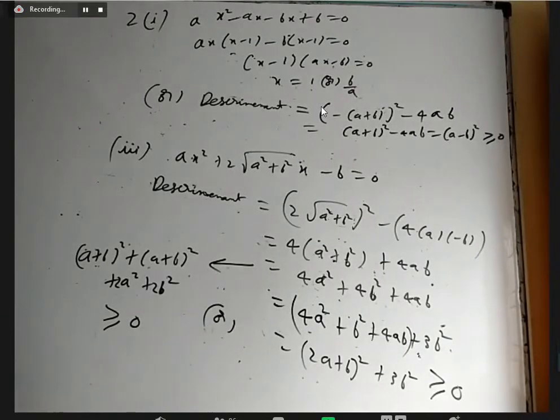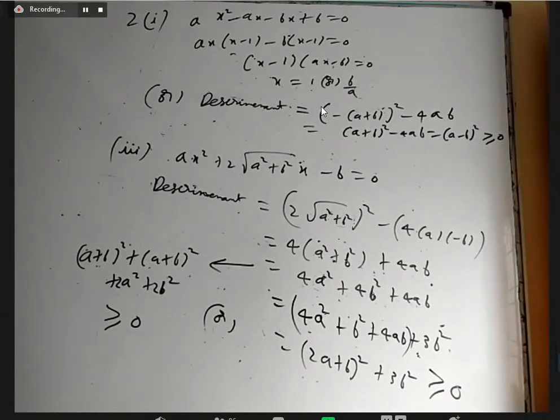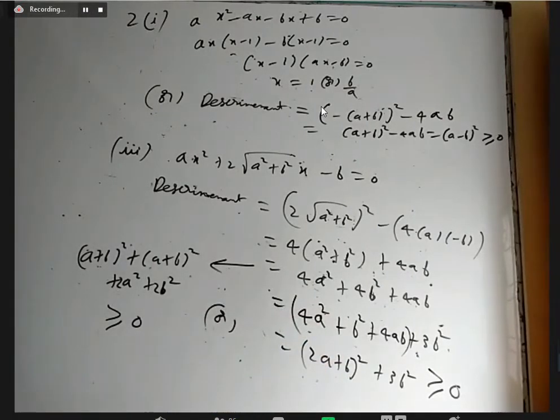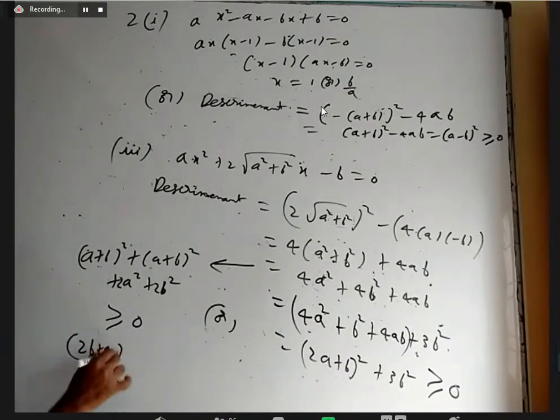Sir, 2b plus a whole square plus 3a square. Yeah, instead of splitting, you can split this. That is also good. 2b plus a whole square plus 3a square. Yes.